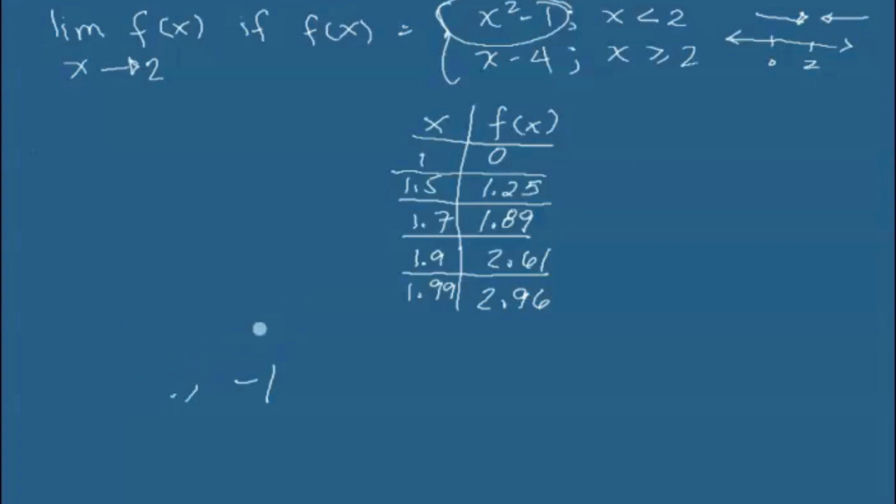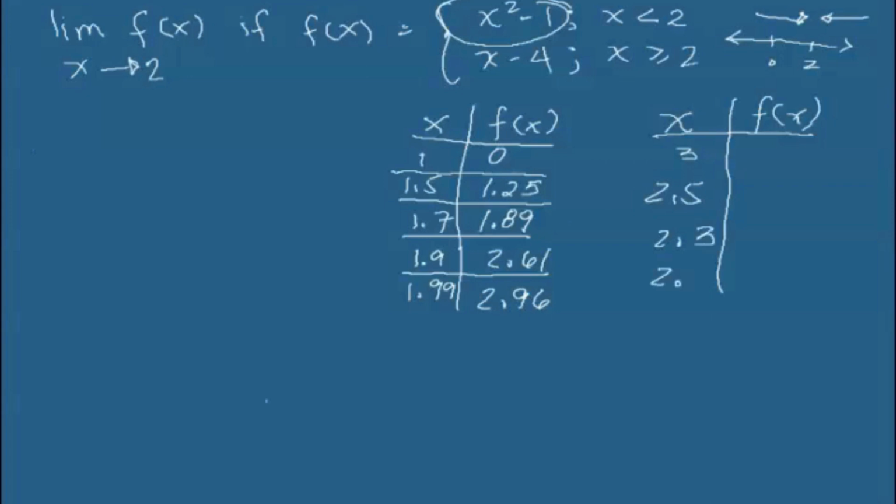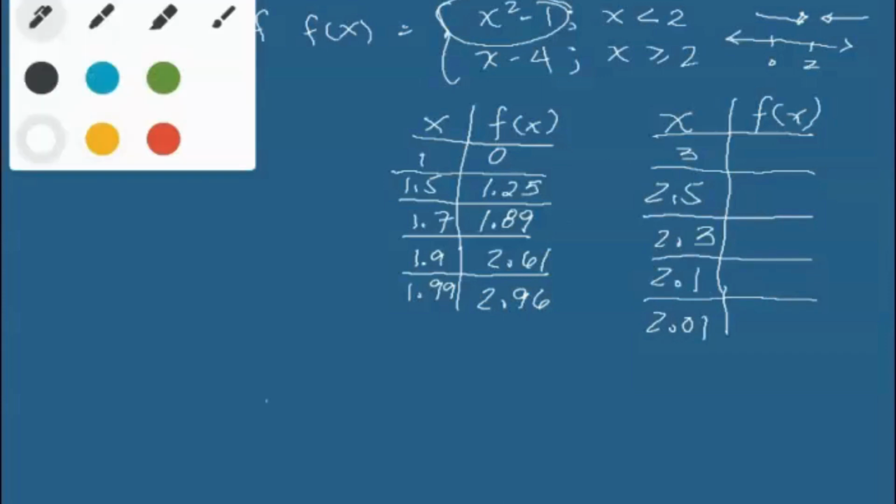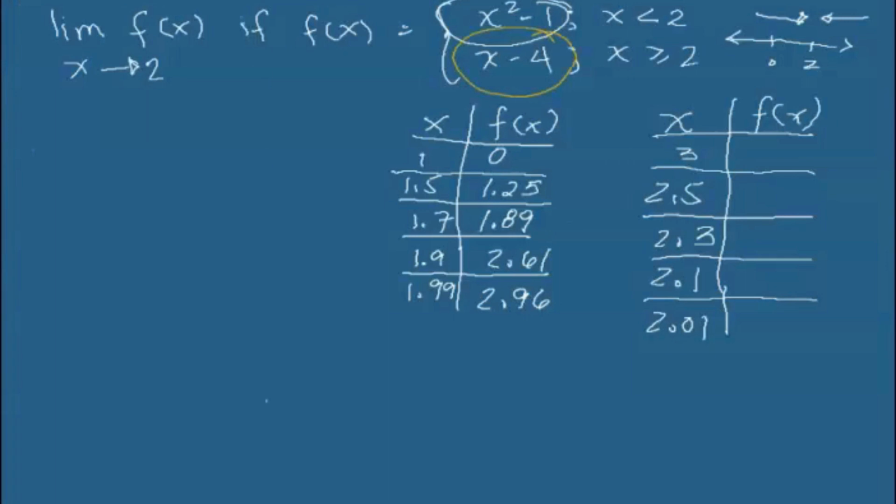Now let's do the right-hand limit. So from the right, we have 3, and then 2.5, then 2.3, 2.1, 2.01. So our x values are greater than 2. This time we're going to use this function, x minus 4.